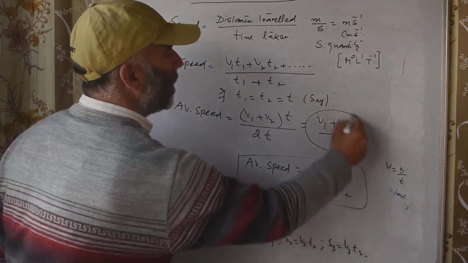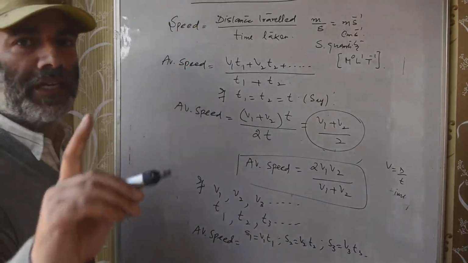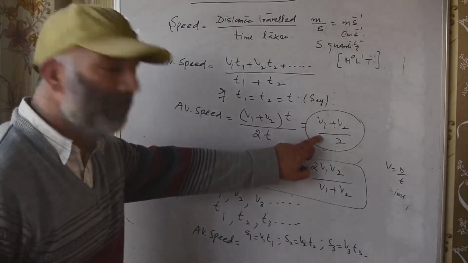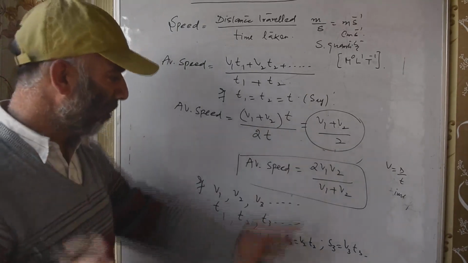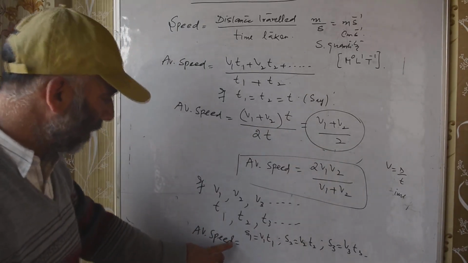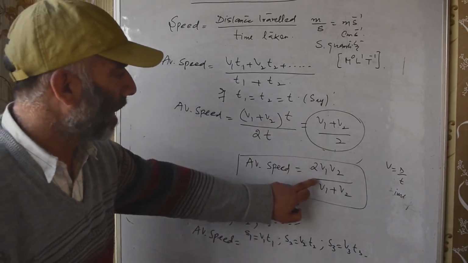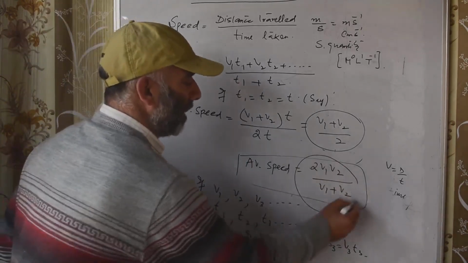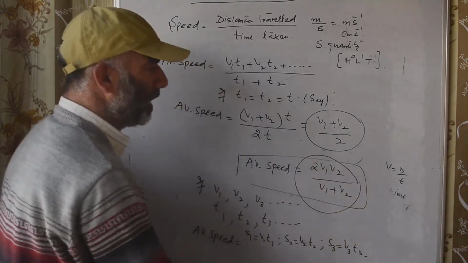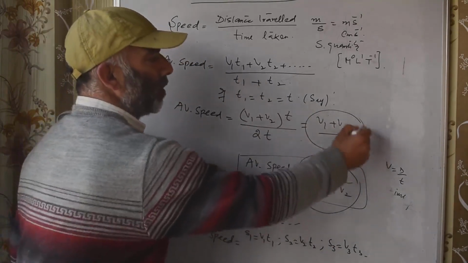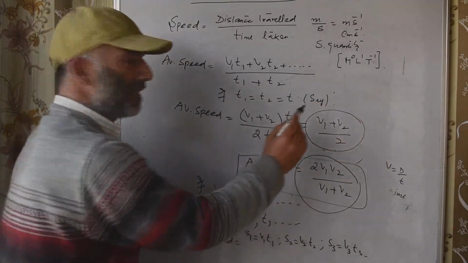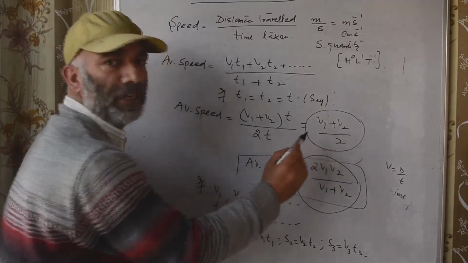So what is the formula for calculating the average speed? It is the arithmetic mean of the different velocities. So remember two formulas for calculating the average speed. One is equal to the harmonic mean of the speeds, and why we have to use it, we'll be talking about it in detail. And this is the second formula for calculating the average speed, that is the arithmetic mean of the different speeds.